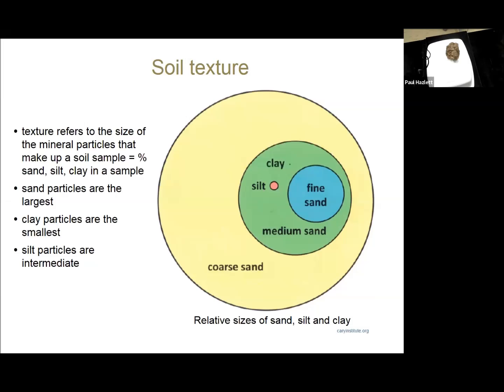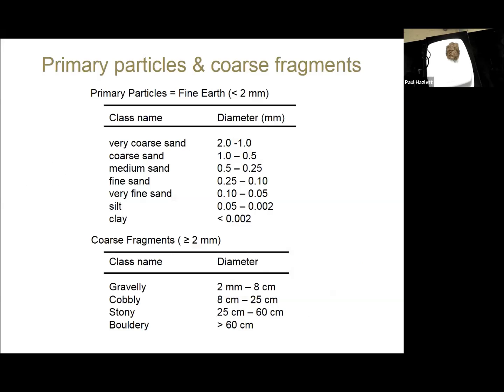And the figure on the right gives you an idea of the relative sizes of sand, silt, and clay. We further divide down the sand sizes into coarse sand, medium sand, and fine sand. And again, this diagram on the right gives you an idea of the relative sizes of different sand as compared to silt. So again, texture, strictly defined, is really just the percent of sand, silt, and clay that there are in any particular mineral soil sample. Okay, so we do have strict definitions about these different particles and their actual sizes.